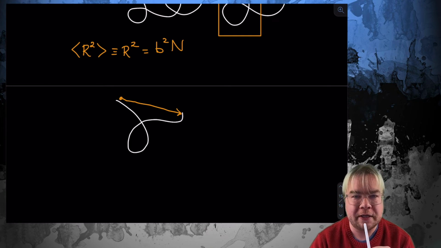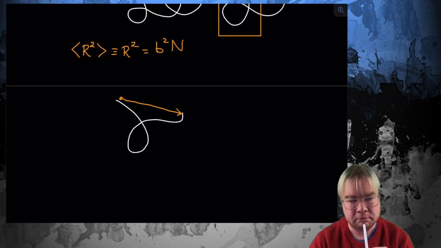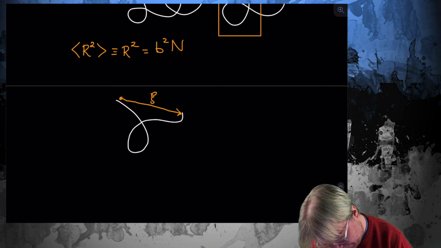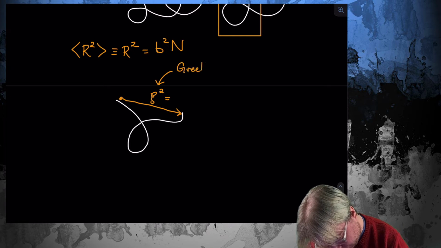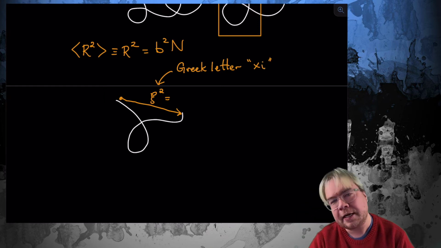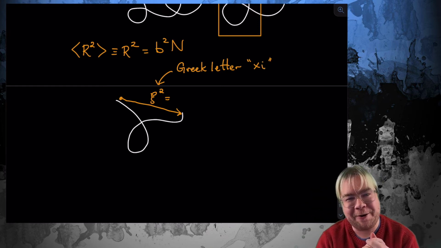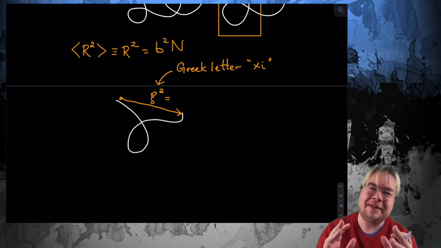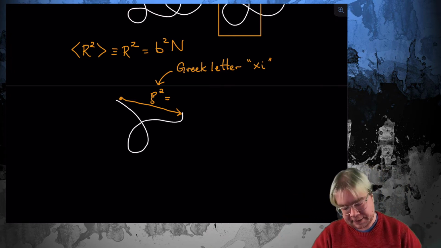I'm going to call it the Greek letter xi, and I can look at the value of that squared. So again, this is the Greek letter xi. It's probably the hardest one for me to say. But we're going to use that to denote length scales that are smaller than the size of the chain.